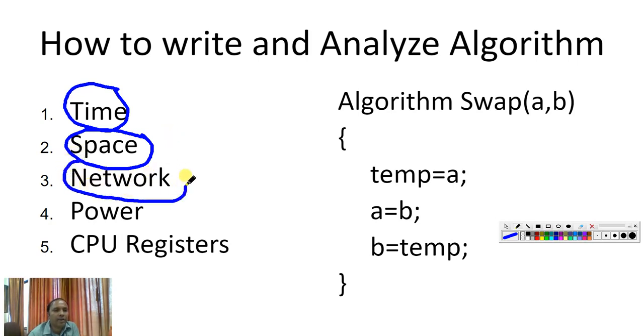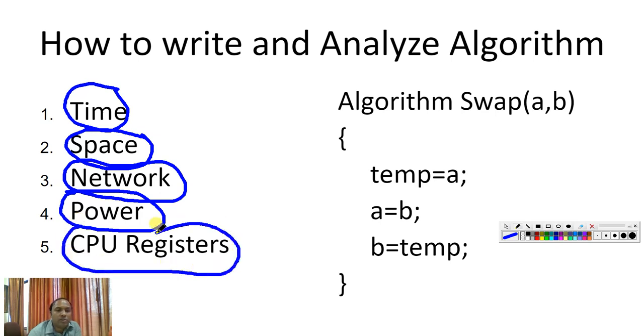If you are transmitting data, what is the network utilization? That may also be one of the criteria. If your application is consuming power, we should also focus on how much power it is consuming. And what is the CPU register utilization of our algorithm?